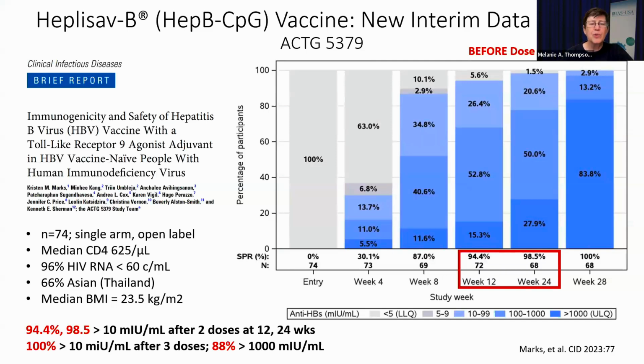But the results were quite remarkable. And if you look at the results of 2 doses, so before dose 3, they were able to see a seroprotective response in 95 to 98% of people. And then after dose 3, the response rate was 100%. And this is quite remarkable for hepatitis vaccines. And it was also interesting that 88% after 3 doses had surface antibody titers of greater than 1,000.